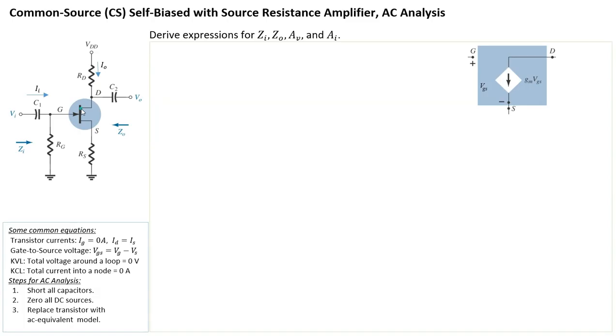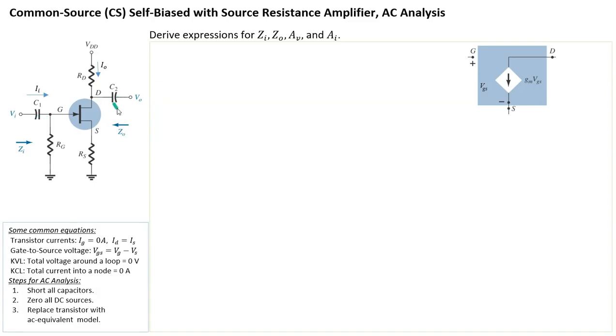As usual, whenever we want to do an AC analysis, we need to convert the original DC circuit into an AC equivalent circuit. We're going to put it over here. These are the three steps that you have to follow. First, you have to short all capacitors. In this case, it's only C1 and C2. That will become a short, a wire.